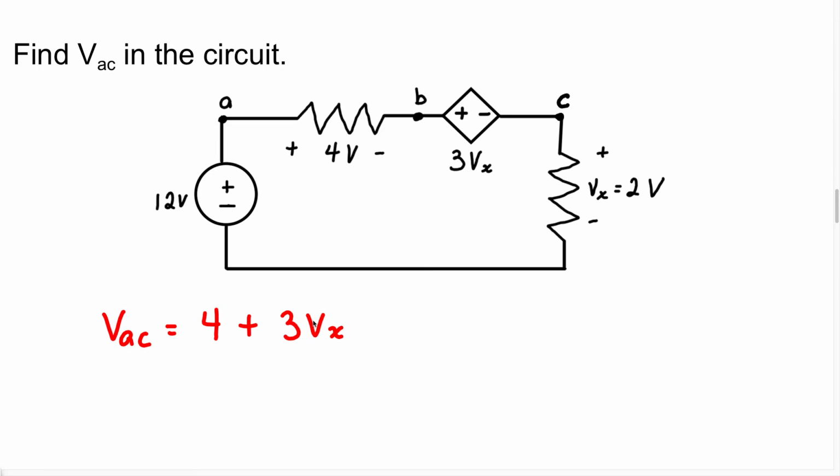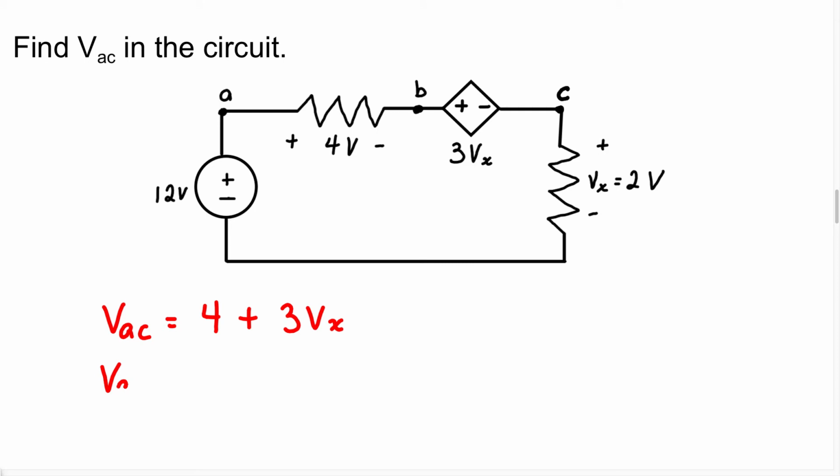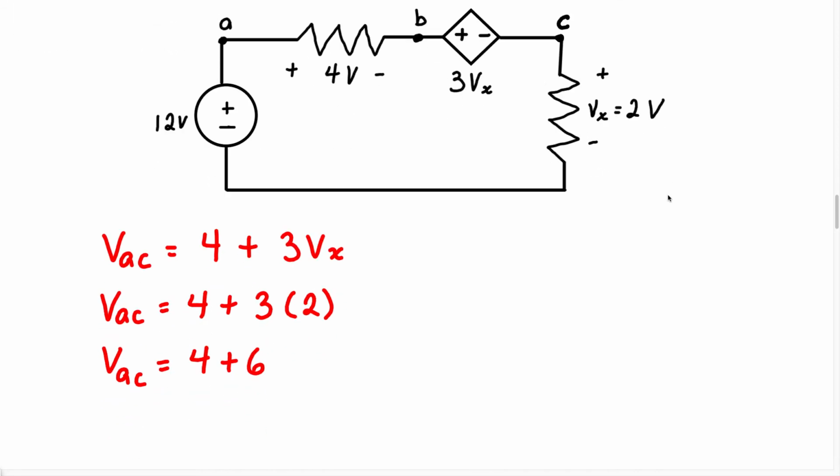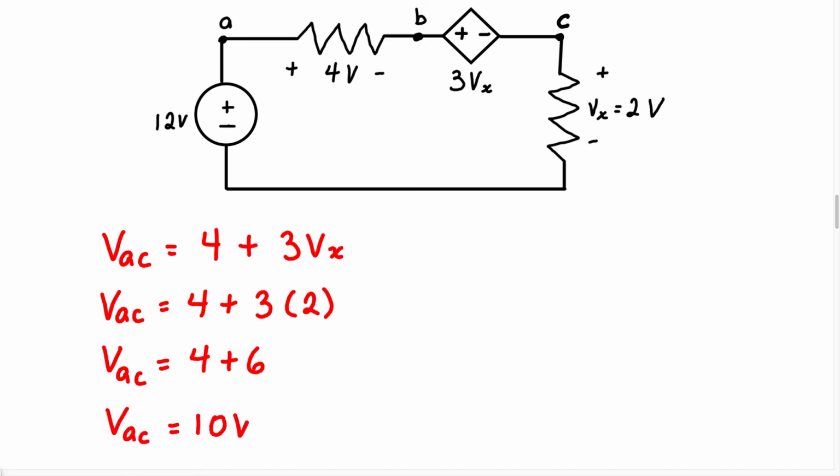Now, we have this Vx here, which is an independent variable. So the voltage of this source is going to depend on the value of Vx. And when we look around our circuit, the value of Vx is going to be this resistor right here, which is actually 2 volts. So we can write this as VAC equals 4 plus 3 times Vx, and we know Vx is 2 volts, so we can write 2. When you solve for this, VAC equals 4 plus 6. Therefore, VAC equals 10 volts. So this is our answer for this problem.